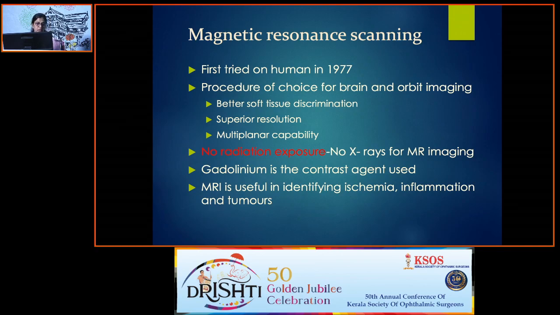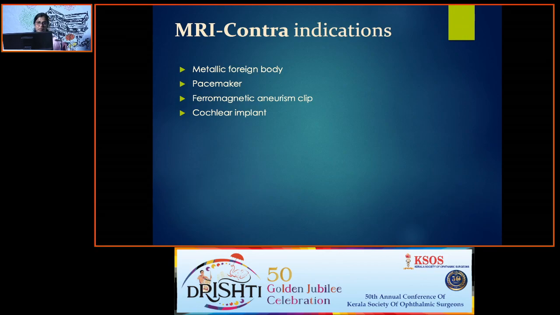MRI definitely gives better soft tissue discrimination and better resolution, and you can take imaging in multiple planes. Here there is no radiation exposure, and gadolinium is the contrast used. This contrast we can use in renal disease patients also. There are contraindications for MRI: metallic foreign body, and in patients with pacemaker, aneurysm clip and cochlear implants, it is better to avoid MRI.